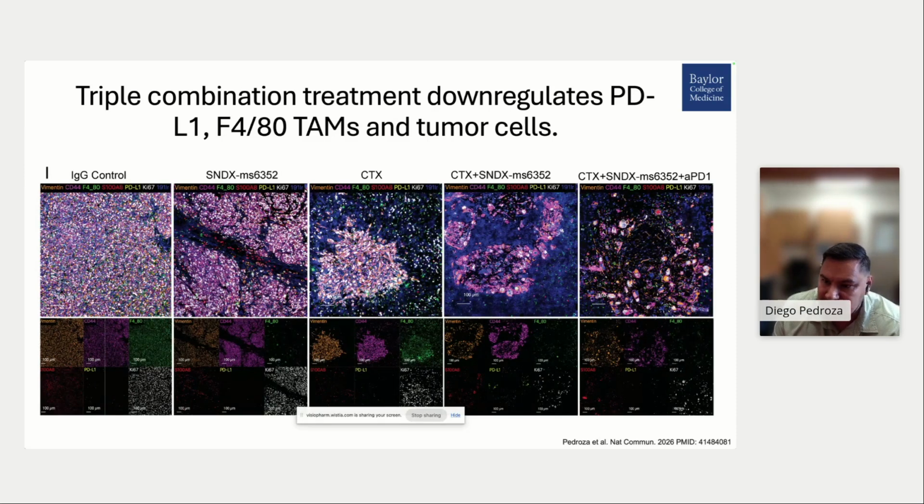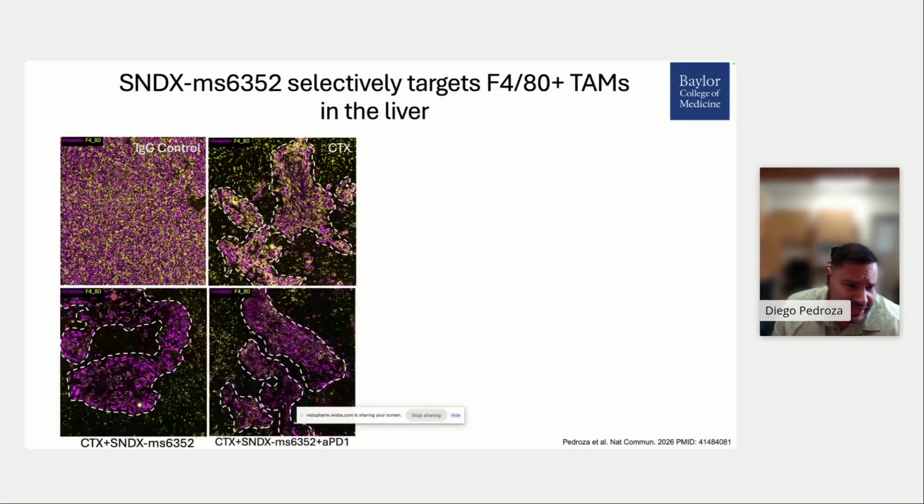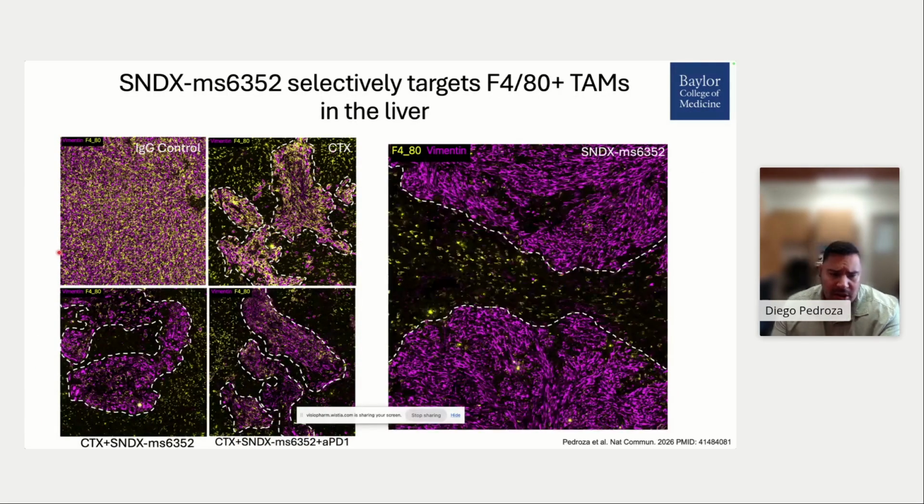we give our triple combination, we now start to see this immune microenvironment come to life with decreased macrophages and decreased Ki-67. And then most importantly, for us was the fact that the antibody doesn't actually deplete the normal macrophages. It only depletes the tumor-associated macrophages that are directly within the tumor bed and not in the residual stroma of the liver, which is important.